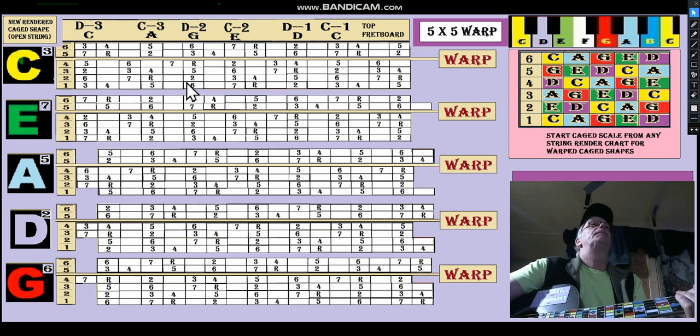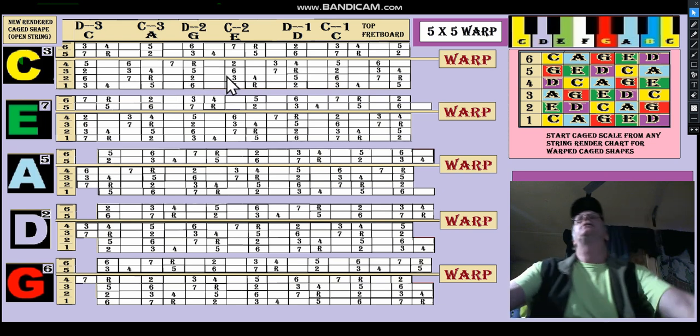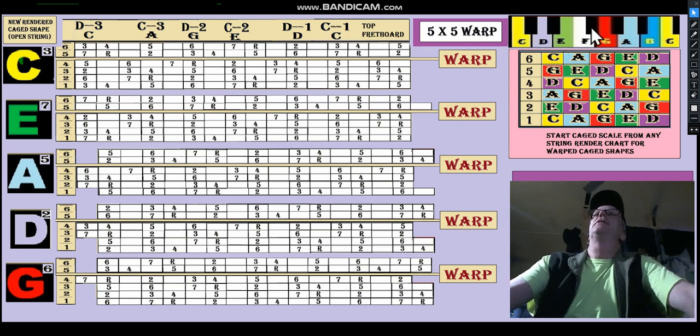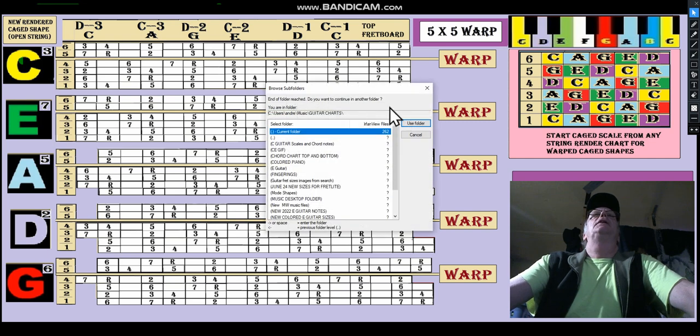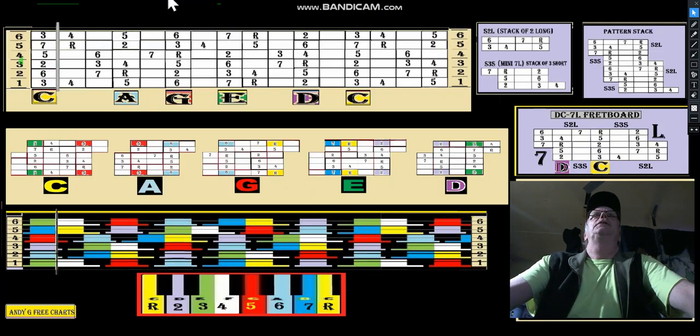So we have a diagram for that. Would be nice, but the 3rd of D is F sharp. It's right there. Oh, we want to maybe see it on the wrong way. That little folder thing says wrong way.